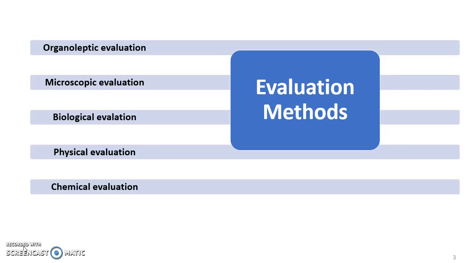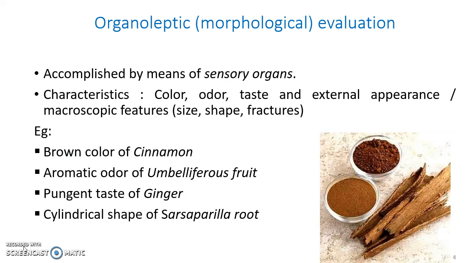These are the methods of evaluation: organoleptic evaluation, microscopic, biological, physical and chemical evaluation methods. Organoleptic evaluation, or morphological evaluation, involves study of crude drugs by means of sensory organs, gross morphology and other sensory characteristics like color, odor, taste and external appearance, or macroscopic features like size, shape, fractures, texture, etc.